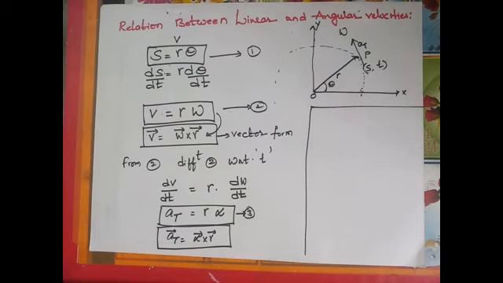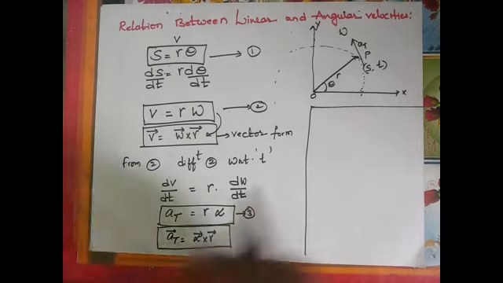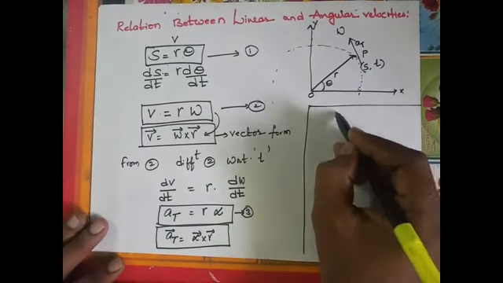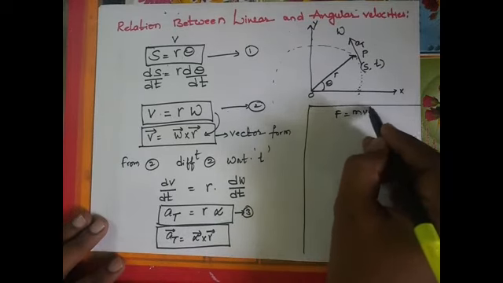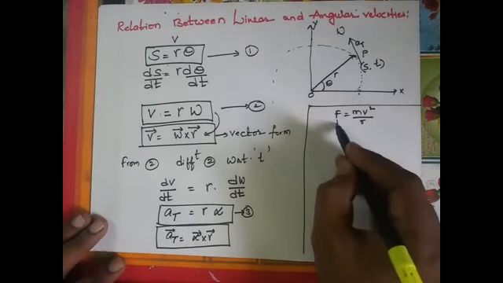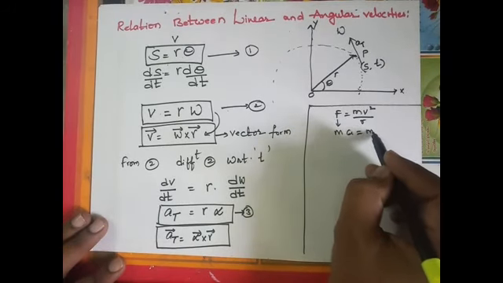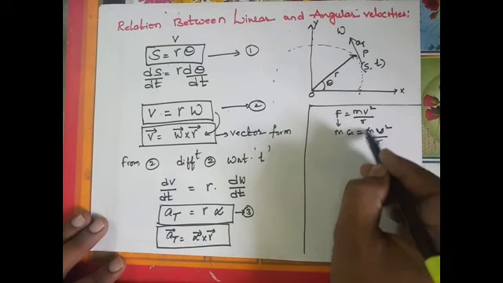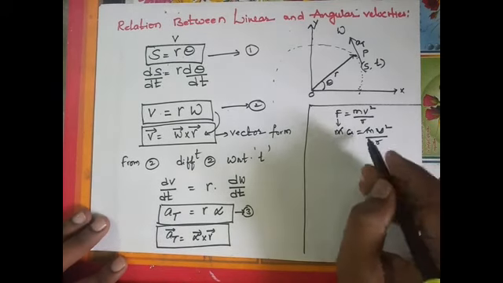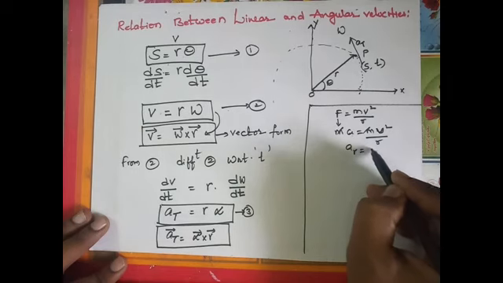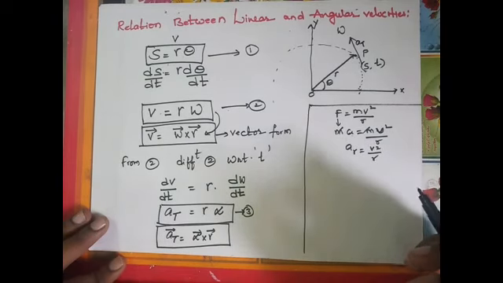Now let us see the radial acceleration of a particle. We know that F is equal to mv square by r. Here F can also be written as ma, so m cancels. This is the radial acceleration: Ar is equal to v square by r.